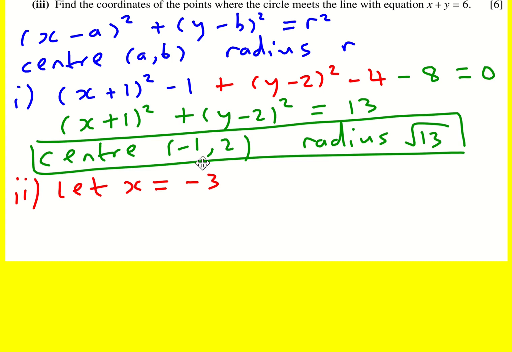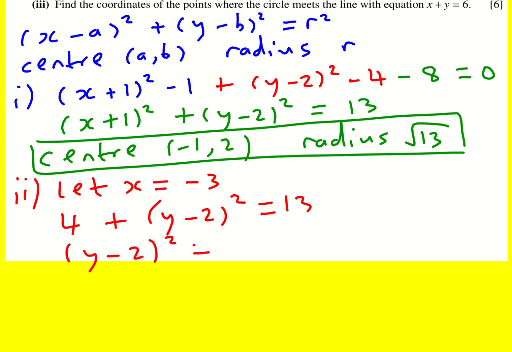So I'm going to get minus 3 plus 1, which is minus 2. I'm going to square it. I'm going to get 4 from this term here. 4 plus y minus 2 squared equals 13. Right, I'm not going to expand this bracket out for the reason that I'm essentially solving a quadratic by completing the square. This is going to be the quickest method.